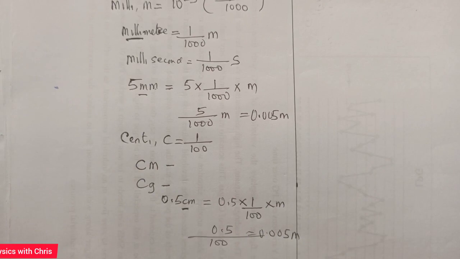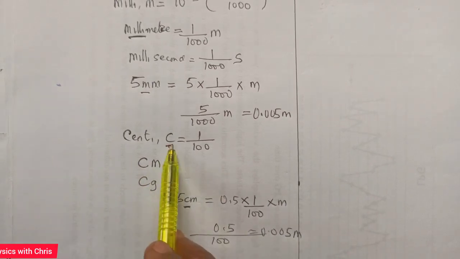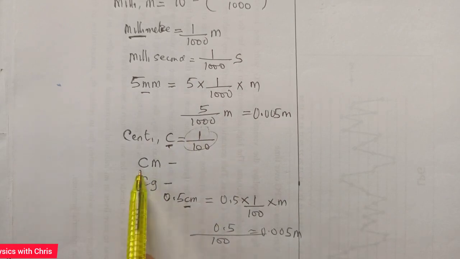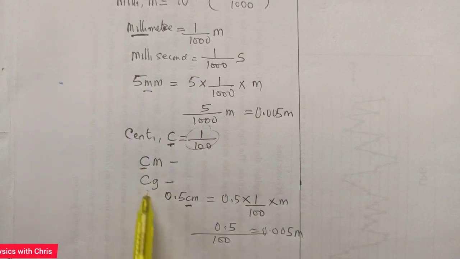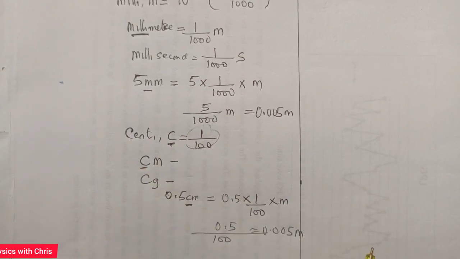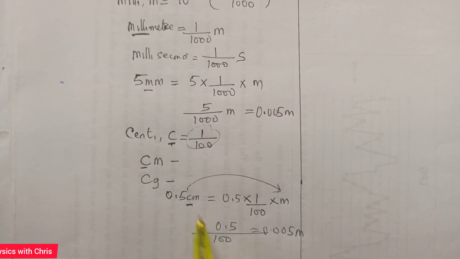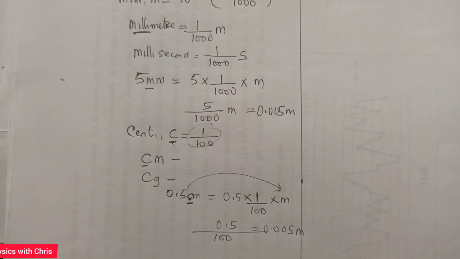So why I do this, I have to understand that centi can be used before meter or centigram or any other unit. So I must convert to the proper unit, the standard unit. What I quickly have to do is to replace this with 1 over 100, because that is what it stands for. Centi represents 1 over 100. So I'm sure with this you'll be able to understand how to do the conversion.